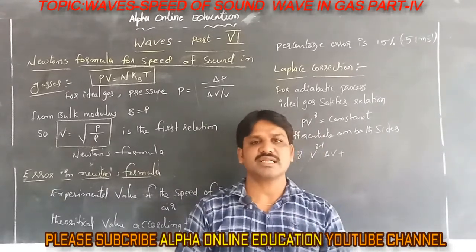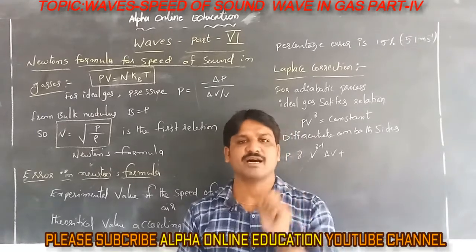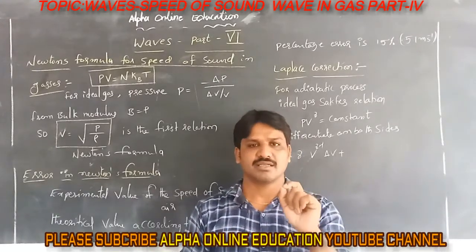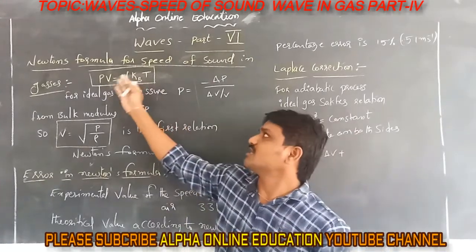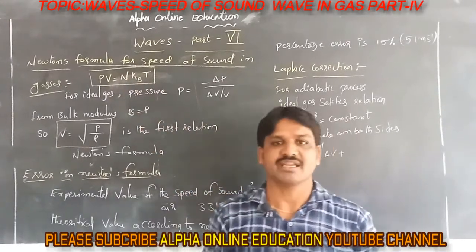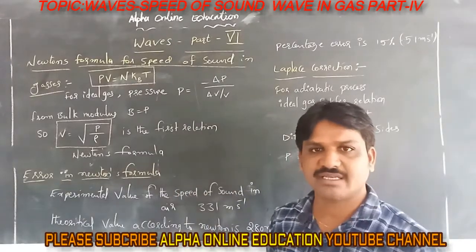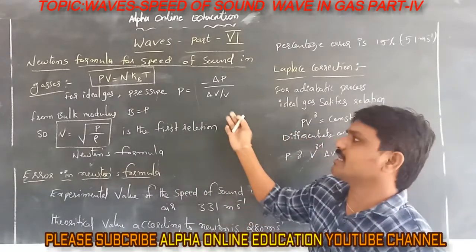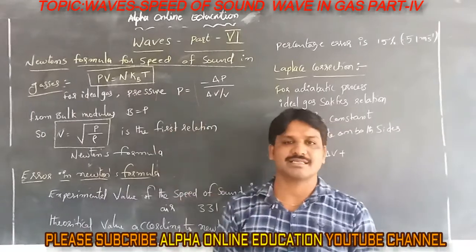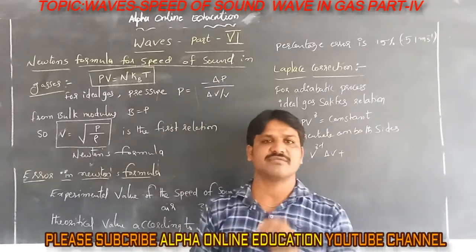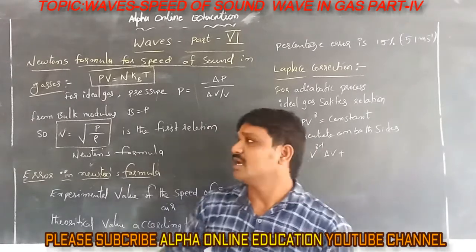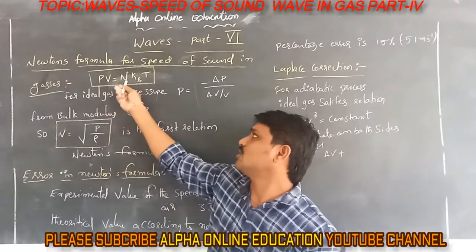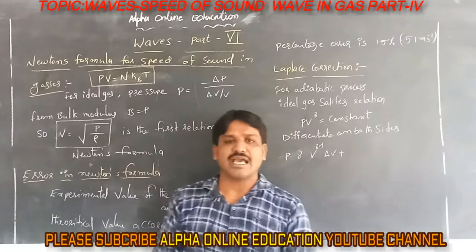Now, Newton gave the first formula for waves in gases, Newton's formula for the speed of sound in gases. He took an ideal gas, and for an ideal gas we know the equation PV is equal to nRT.